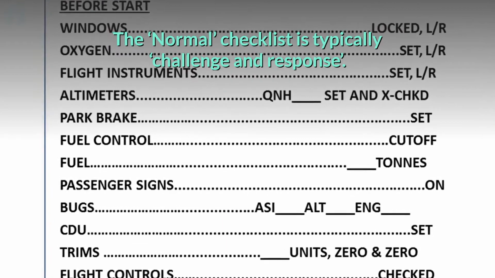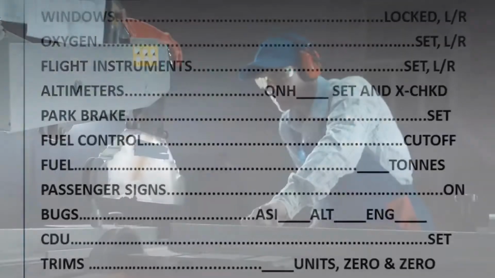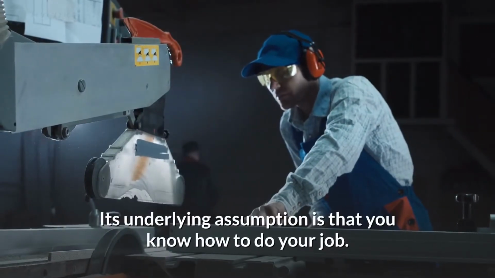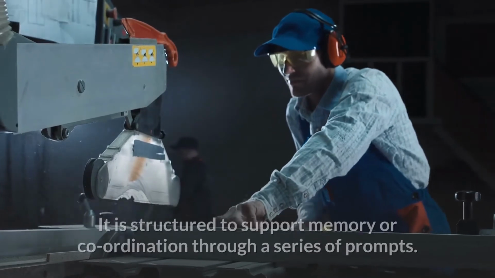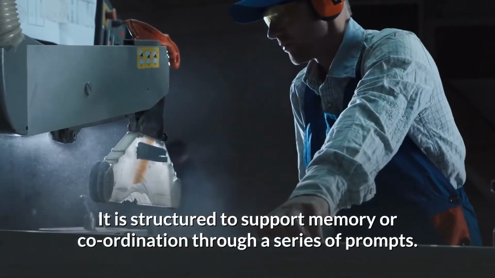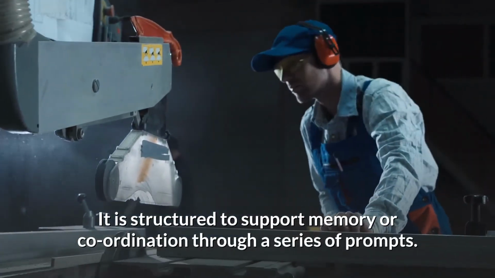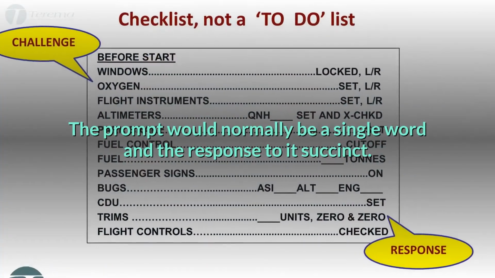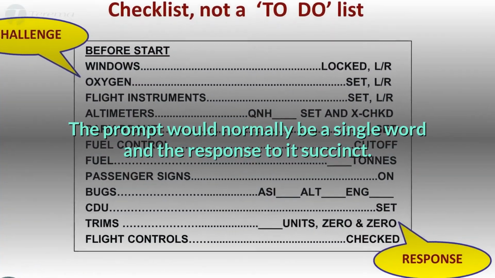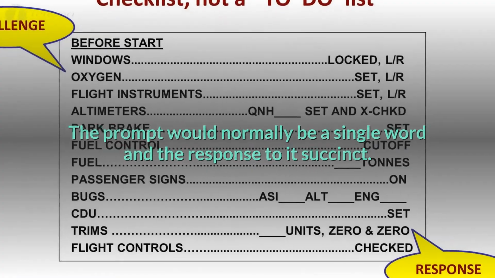The normal checklist is typically challenge and response. Its underlying assumption is that you know how to do your job. It is structured to support memory or coordination through a series of prompts. The prompt will normally be a single word and the response to it succinct.